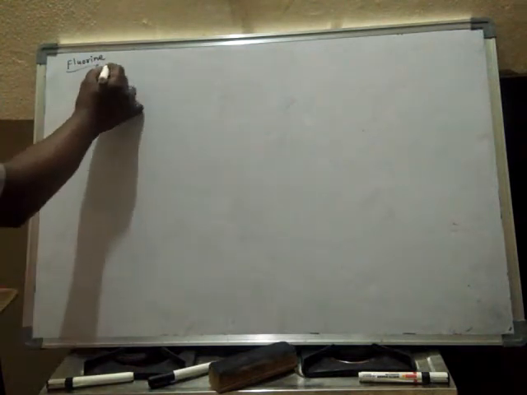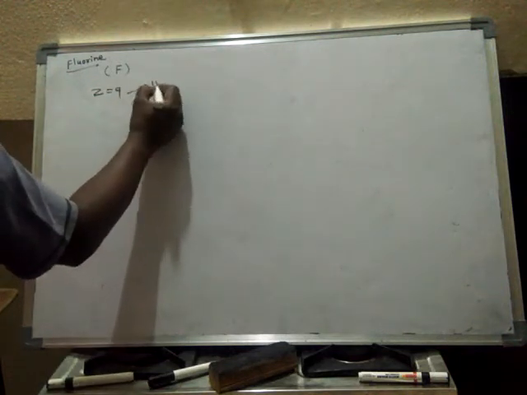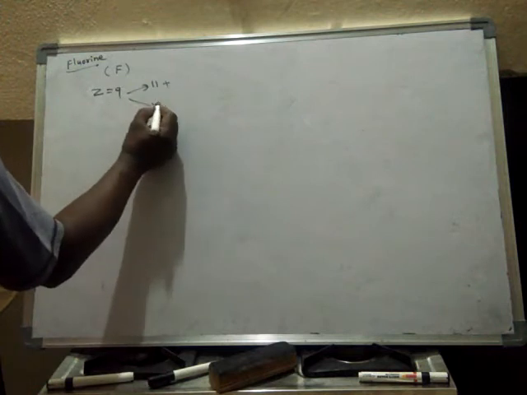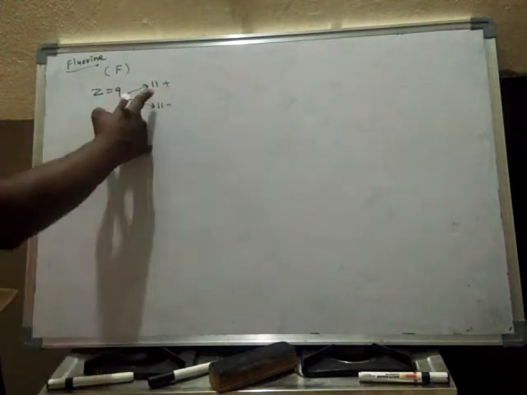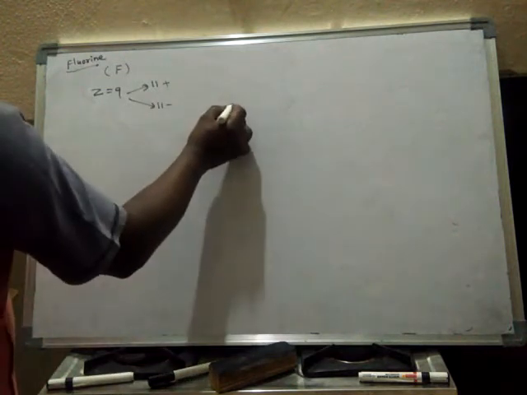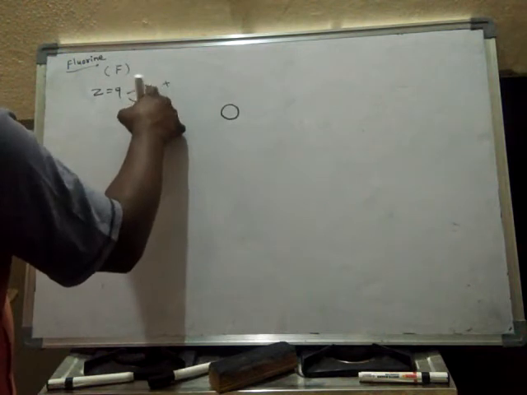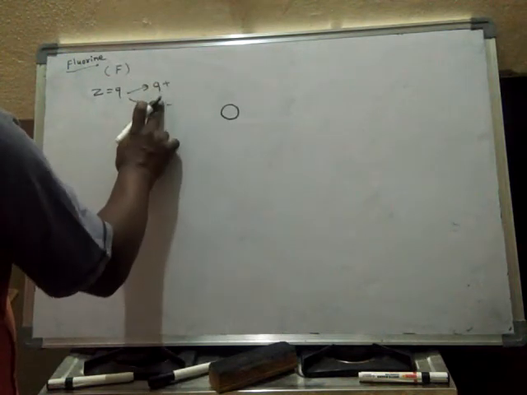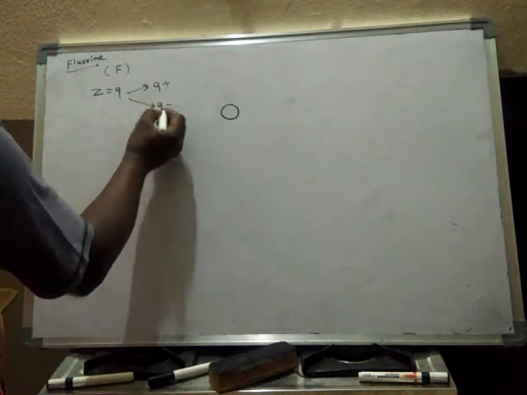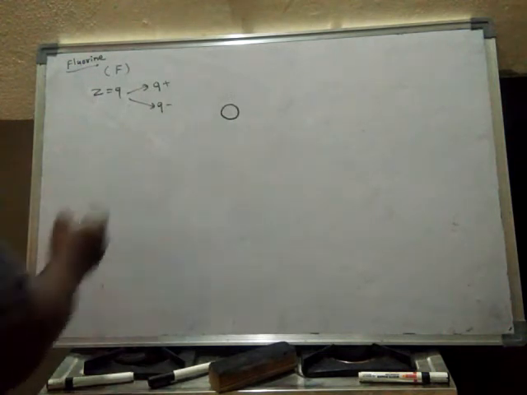The fluorine atom is denoted with F. Its atomic number is 9. That means it contains 9 positive charges and 9 negative charges, that means 9 protons and 9 electrons. If you draw the fluorine atom, it contains 9 positive charges and 9 negative charges.